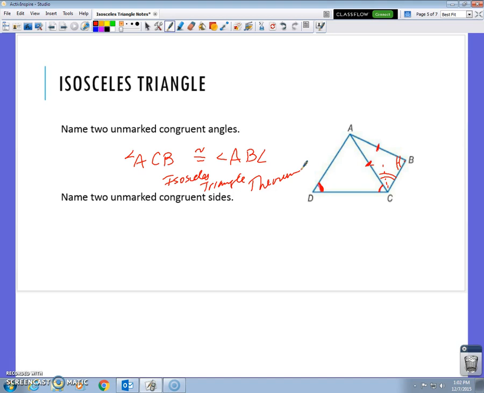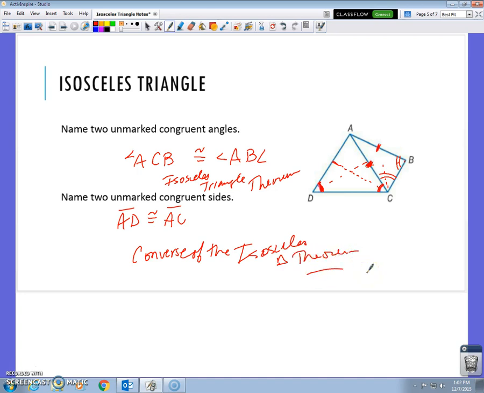I'm looking for two congruent sides that are unmarked. I already know these are congruent, so I can't count those. Since I know that these angles are congruent, I know that their sides opposite must be congruent. So I could say that AD is congruent to AC. Those two are congruent, and they're unmarked. So now I know that these two are congruent as well. And that is when you're given the angles and you know that the sides are congruent, that's the converse of the isosceles triangle theorem.